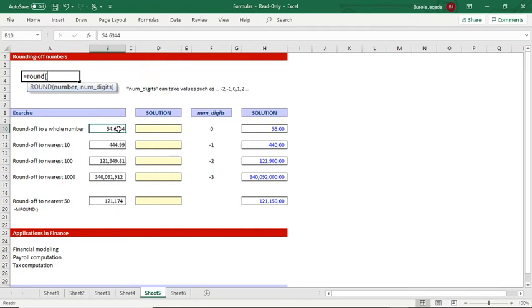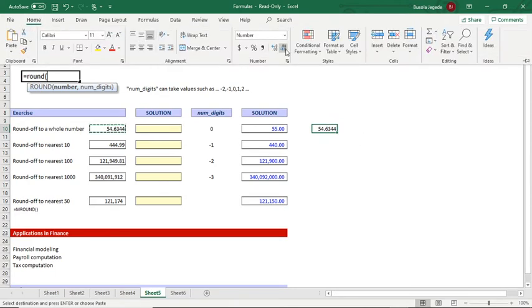Let me copy this to another cell. So they want to round off 54.6344, right? They select it. They come over to the home tab. Then if you look under this number section here, you will see these 2 buttons. One says increase decimal and the other says decrease decimal. So they just go ahead and decrease the decimal until they have a whole number.